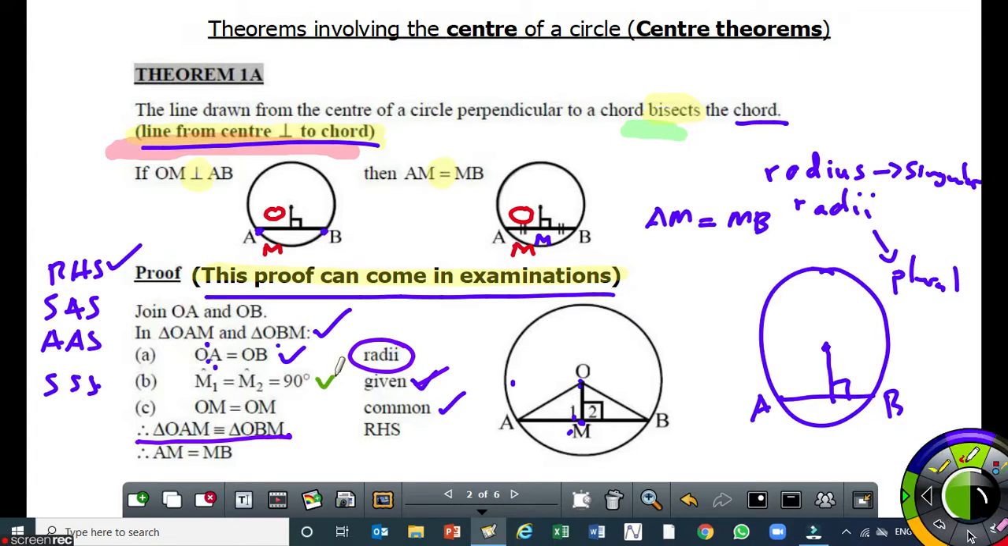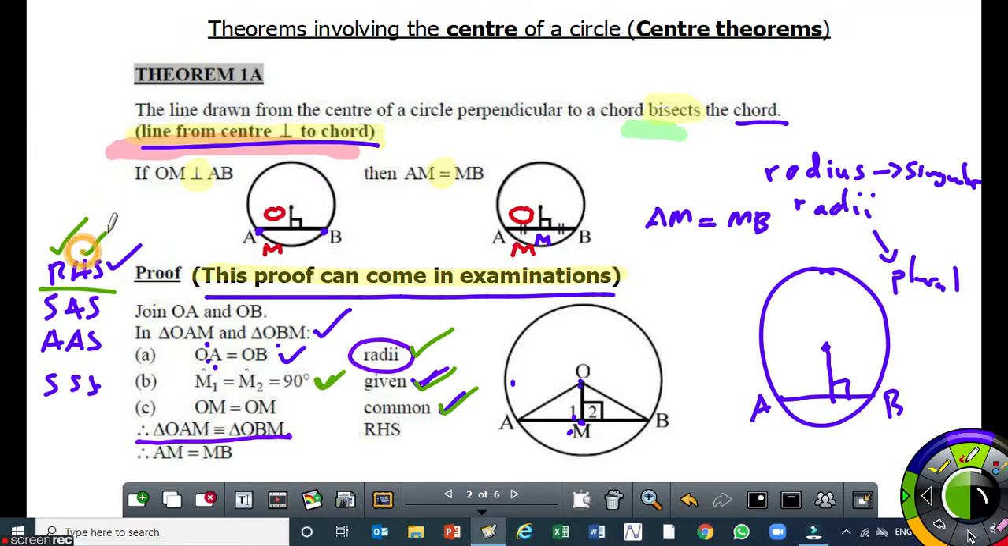Okay? So we prove that OA is equal to OB because they are radii. Then M1 is equal to M2 because that's given. And then OM is equal to OM because that's a common side. Now, based on this condition, the right angle is that.